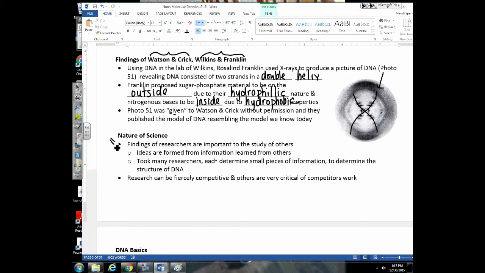So this brings up some ideas about the nature of science and the nature of research: research can be fiercely competitive. It was a race to be the ones that published the structure of DNA. But it also shows you that the work of a lot of researchers contributed to this idea of DNA. So we see that the findings from Griffith aided the research of Avery, McLeod, and McCarty. We can see that some of the ideas that Rosalind Franklin discovered, like the structure of DNA with its double helix and the hydrophilic and hydrophobic properties of some of the molecules that make up DNA, aided Watson and Crick in coming up with that final model of DNA.